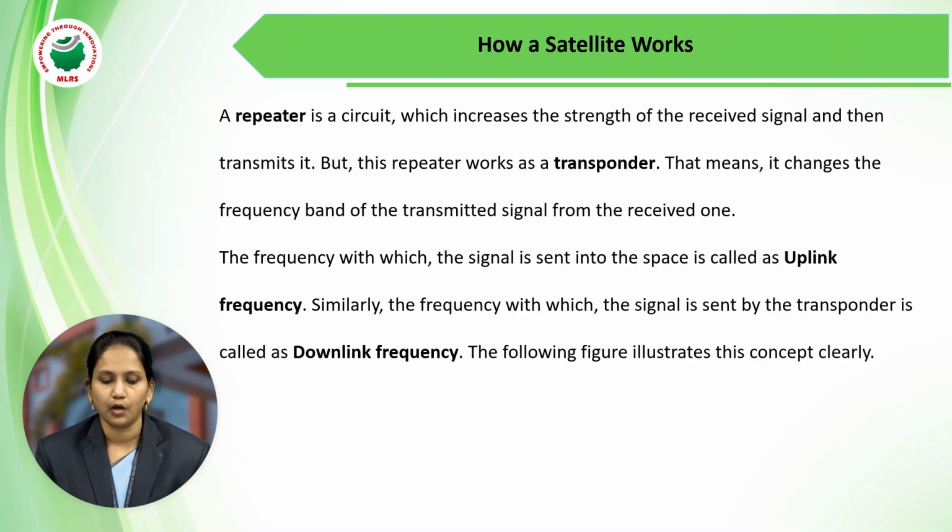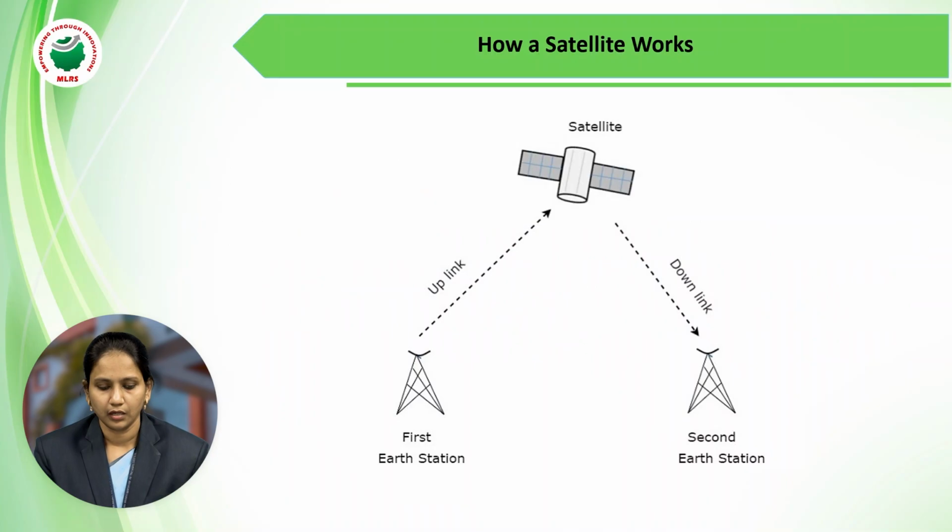Next, how does a satellite work? Here the repeater is a circuit which increases the strength of the received signals and then transmits them. This repeater works as a transponder, that means it changes the frequency band of the transmitted signal from the received one. The frequency with which the signal is sent into space is called the uplink, and similarly the frequency with which the signal is sent by the transponder is called the downlink frequency. So this is how the satellite works, with the uplink and downlink.